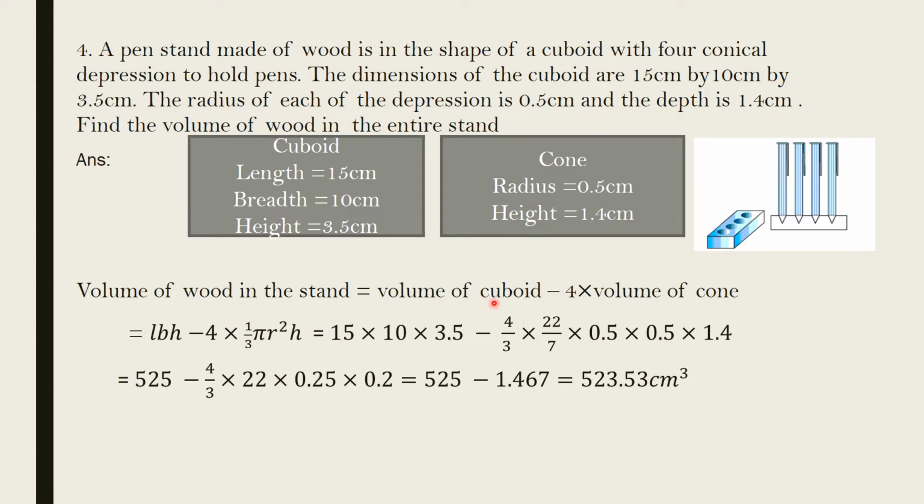The volume of the cuboid is 15 into 10 into 3.5, which is equal to 525. And the volume of the cone multiplied by 4 is 4 into 1 by 3 into 22 by 7 into 0.5 square into 1.4, which is equal to 1.467. By subtracting, we have the answer as 523.53 cm cube, the volume of the wood in the entire stand.